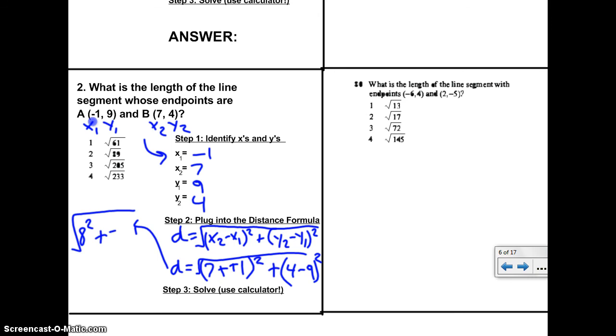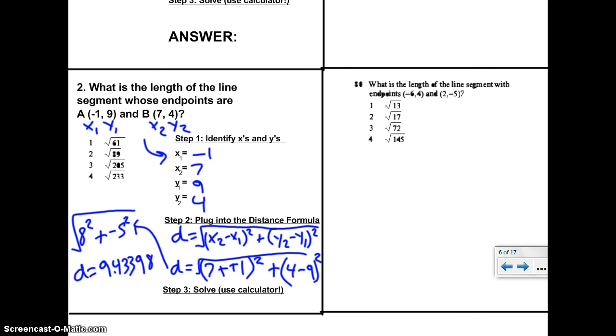a -5 squared. Now remember, I said right here, you can plug this right into your calculator, and then we're going to compare answers. So when we plug this into our calculator, the distance is going to equal 9.43398. All right, and then we just compare.